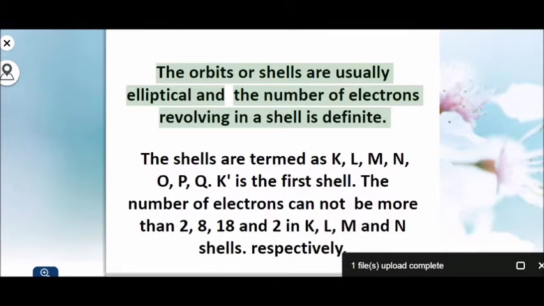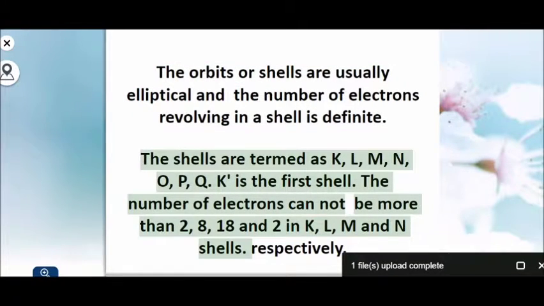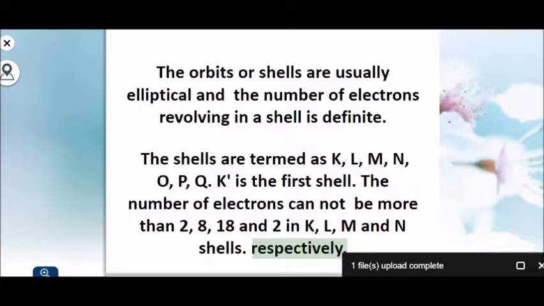L-shell. The orbits or shells are usually elliptical and the number of electrons revolving in a shell is definite. The shells are termed as K, L, M, N, O, P, Q, with K being the first shell. The number of electrons cannot be more than 2, 8, 18 and 32 in K, L, M and N shells, respectively.